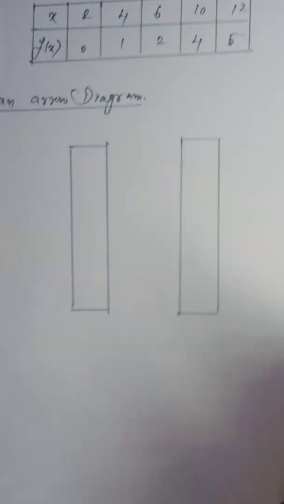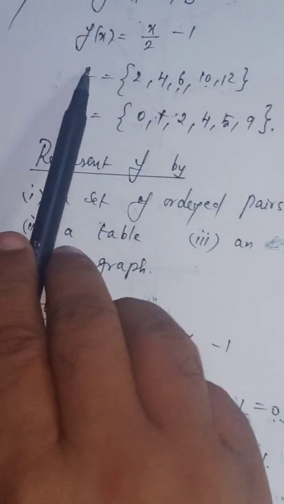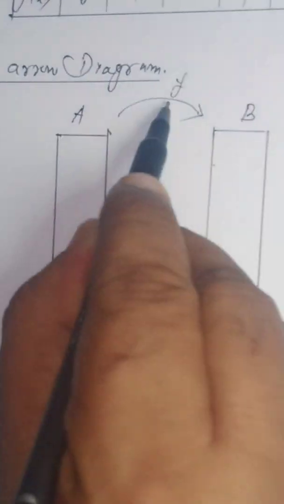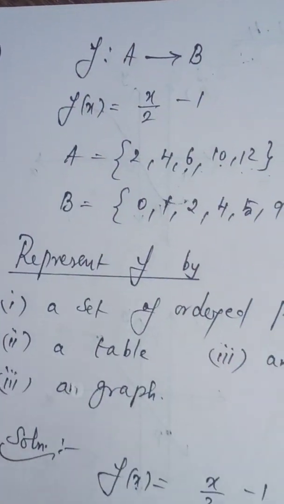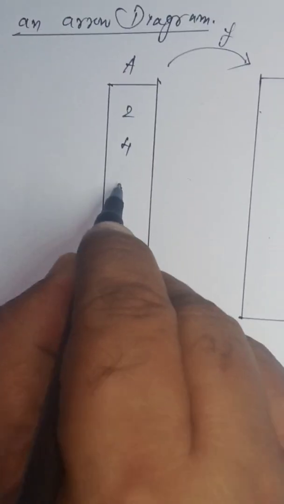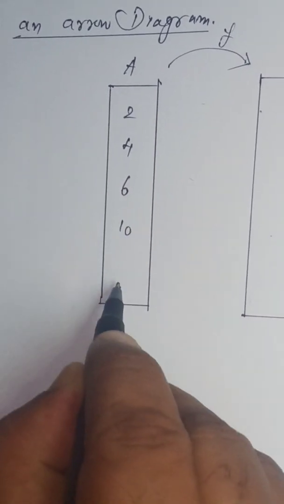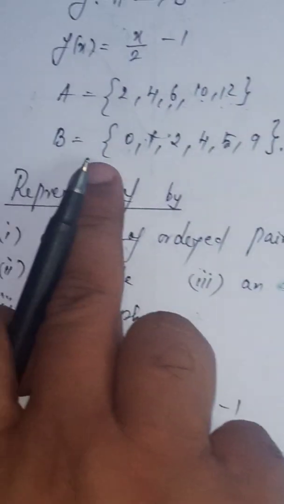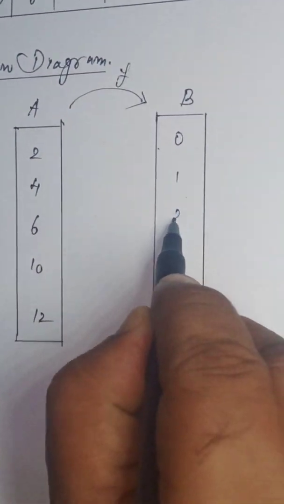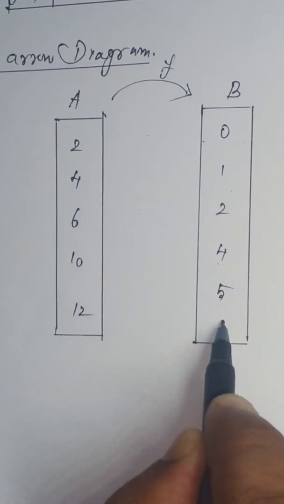See here, what are the two sets? A and B. Write the domain and codomain. A represents domain and B represents codomain. A function f from A to B. What are the elements in A? 2, 4, 6, 10 and 12. Then what are the elements in codomain? 0, 1, 2, 4, 5 and 9.